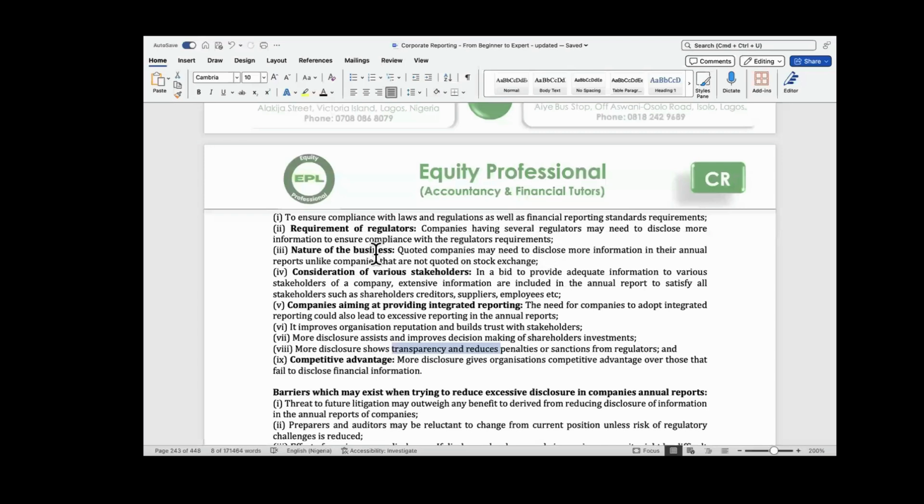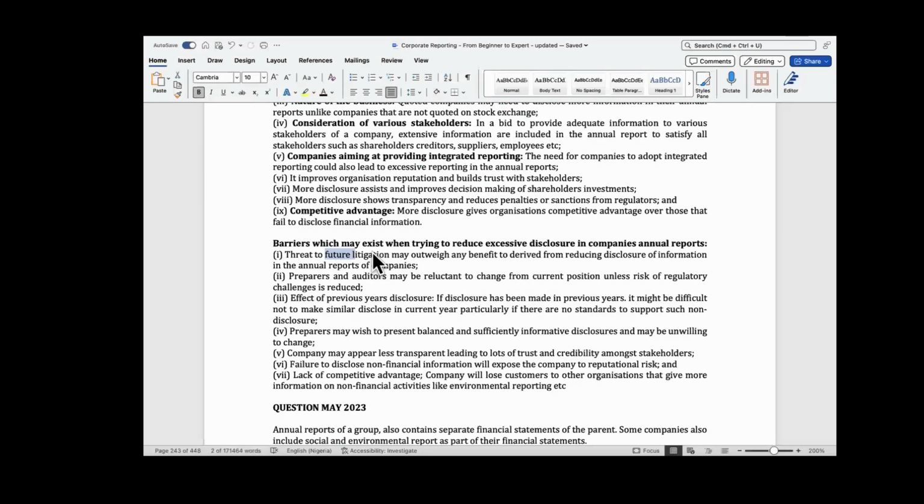Number one is that the threat of future litigation may outweigh any benefits to be derived from reducing disclosure of information in the annual reports. Because when you have been reporting something before, and you now want to stop reporting it, you might just want to continue to disclose that information to avoid any form of litigation whatsoever.